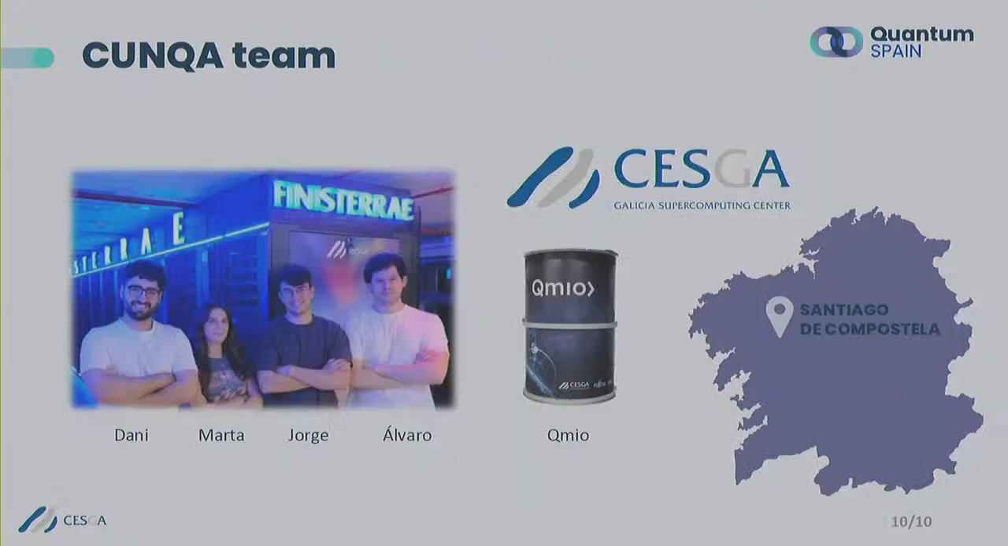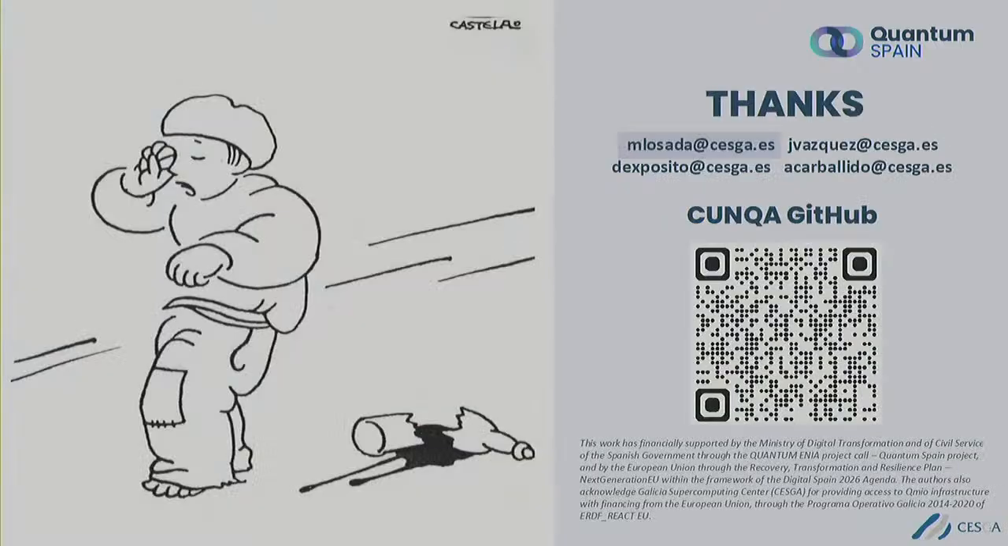So here's my team at CESGA: Dani, me, Jorge, and Álvaro. We are located in Santiago de Compostela. And that's basically everything. Here's our GitHub. If you're interested in using Kunka, right now it's only available in CESGA resources, but we are looking at implementing it on other supercomputing centers. So that's everything.